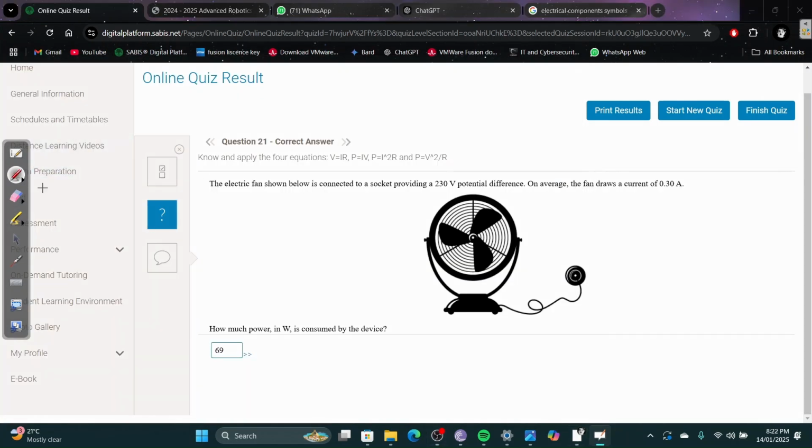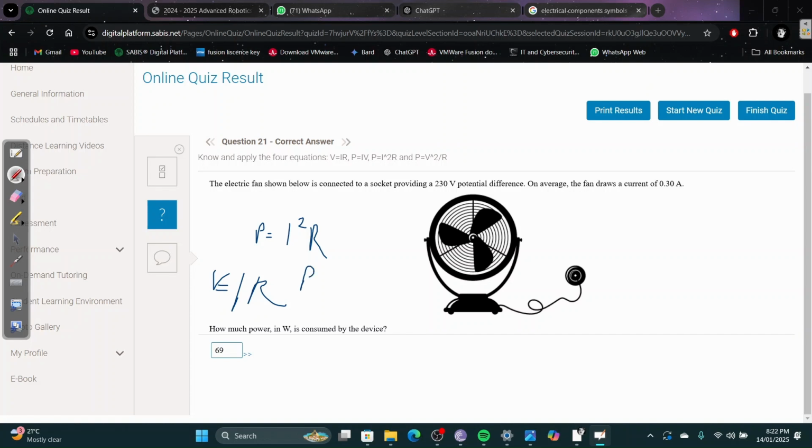Okay, so for this question, we're going to do P equals I squared R. However, you might notice we don't have our resistance. So we're going to use the equation we've been using for the past 20 questions, V equals IR. It's kind of annoying me how much I've seen this now. We're going to find R.